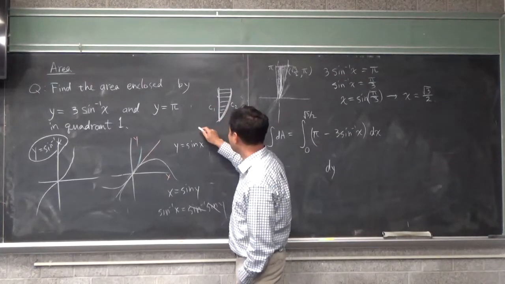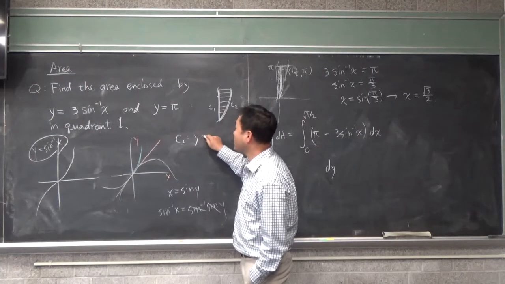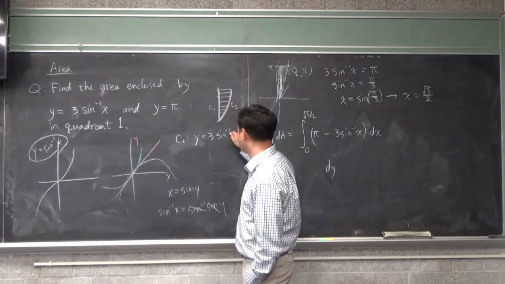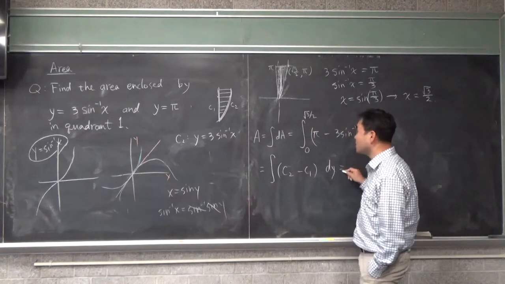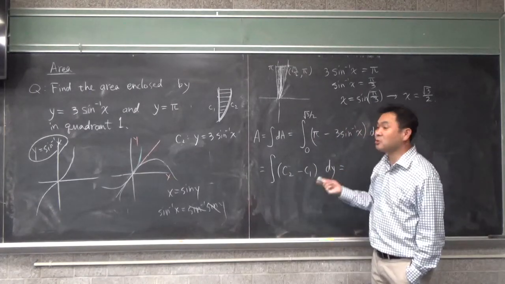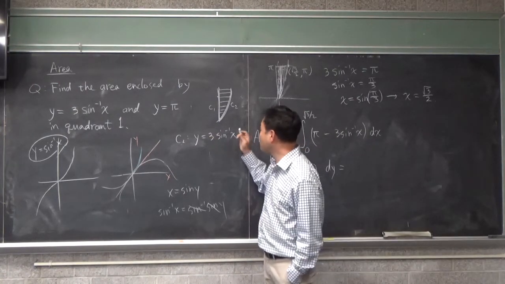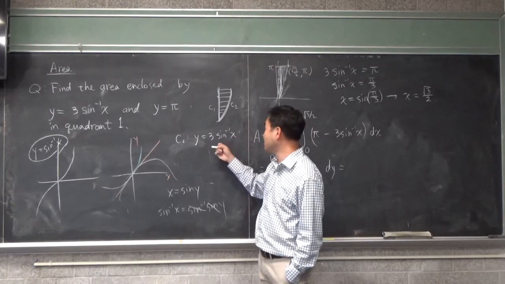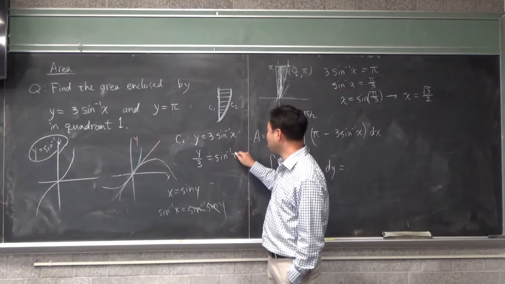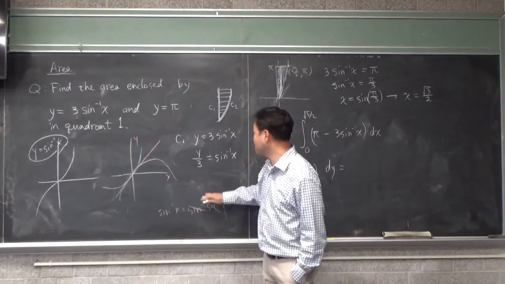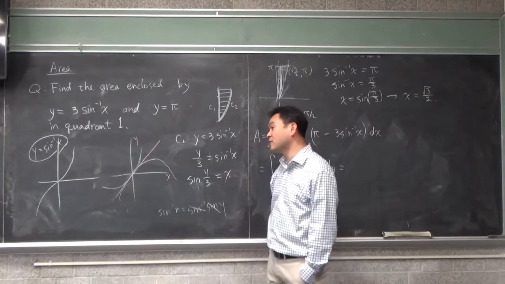Let's think about what C2 is. How is C2 described? y equals 3 sine inverse of x, right? But we don't like this because if we do C2 minus C1, we have two separate variables. You have to write in terms of y, right? So we have to solve this for x so that x becomes a function of y. You divide by 3 first, and then apply sine to both sides to get rid of the sine inverse. So what do you get? Sine of y over 3 equals x, right?